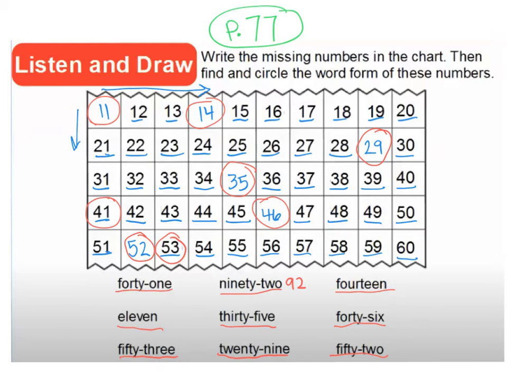So this is good review for us because today we will be adding hundreds onto these words. So instead of just saying 41, we might say 241. So we're going to write bigger words since they're 3 digits, and all of these are 2 digits.